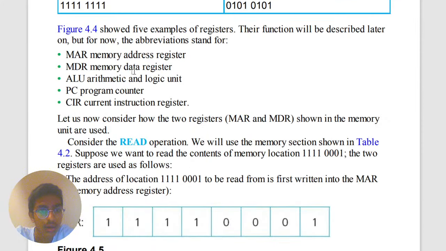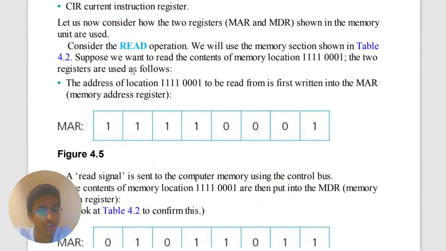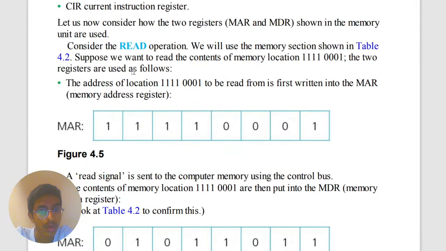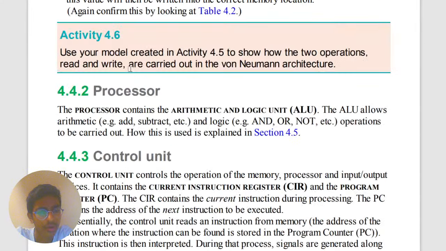The MAR is the memory address register. The MDR is the memory data register. ALU is the arithmetic and logic unit. PC is the program counter. And CIR is the current instruction register. Here we just have some examples of how they're looked at.